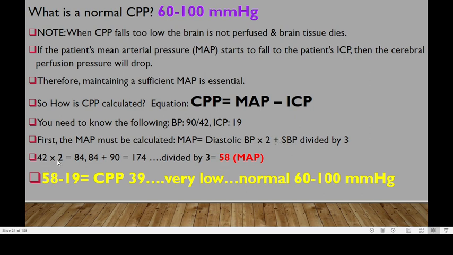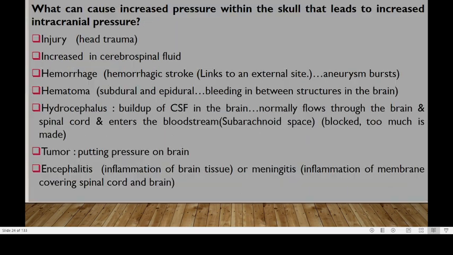42 times 2 gets 84. 84 added to 90, which is our systolic, gets 174. Everything divided by 3, our MAP is 58, right? And they had given us our ICP as 19. So to get CPP, you simply take 58 minus 19, you get 39. And this is very low. Remember, the normal range should be between 60 to 100. So this means that there is impaired brain perfusion in this case.